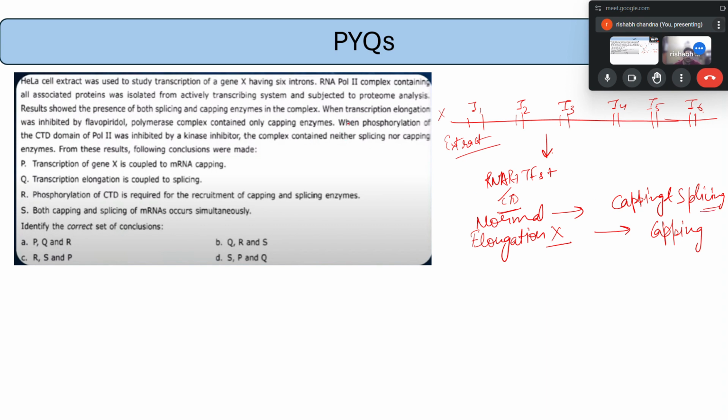Okay, when phosphorylation of the CTD domain of polymerase 2 was inhibited by a kinase inhibitor, the complex contained neither splicing nor capping enzyme. So when phosphorylation was inhibited, no enzyme was present. Okay, so the following conclusions were made. The first point is transcription of gene X is coupled to mRNA capping. That is fine, and as we know, capping is co-transcriptional.